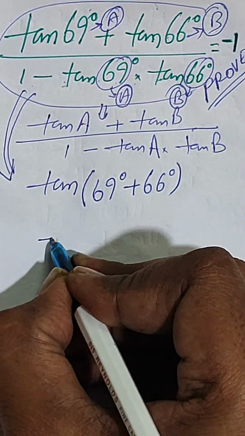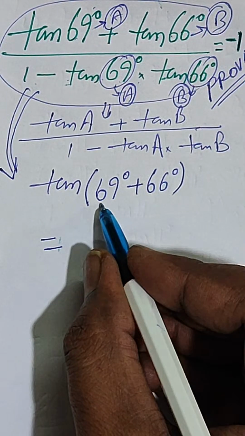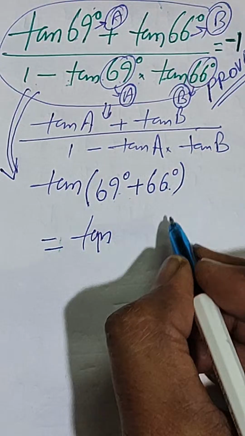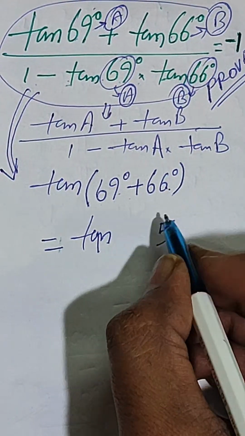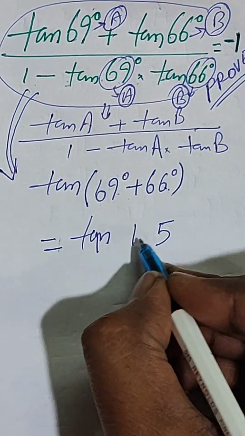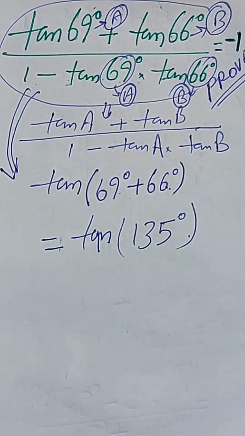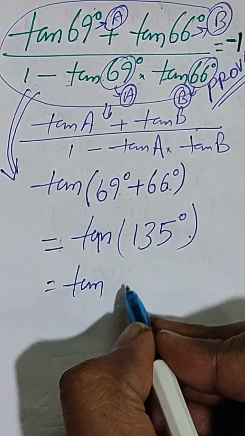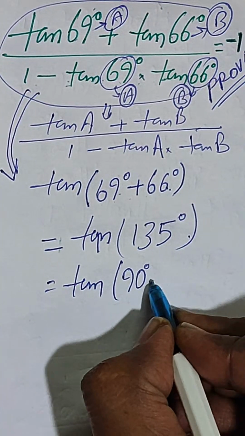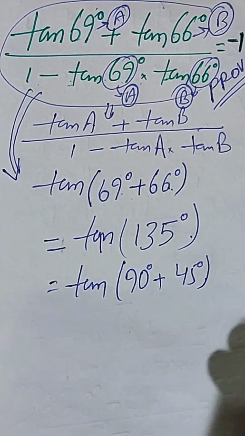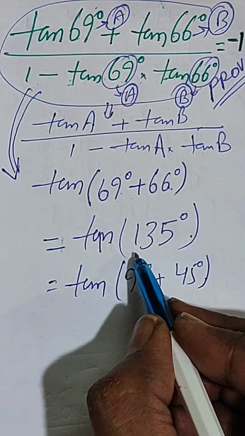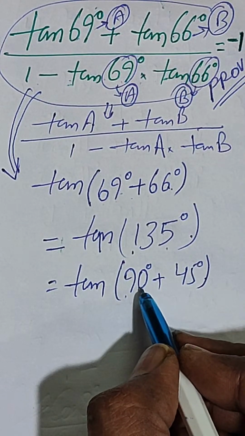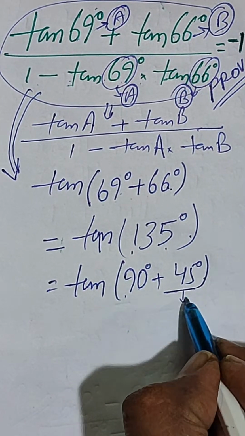Which is tan of 69 degree plus 66 degree. So this will give you the value tan of 69 plus 66, which is nothing but, 9 plus 6 is 15, carry 1, 6 plus 6 is 12, plus 1 is 13, so tan of 135 degree. So what is the value of tan 135 degree? Tan 135 degree is nothing but tan of 90 degree plus 45 degree.